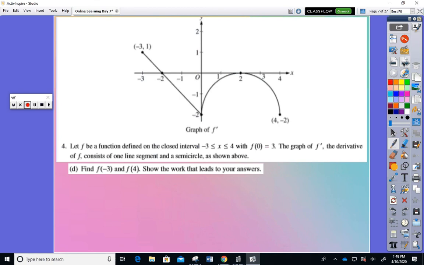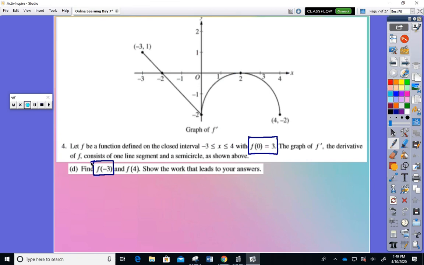So find f of negative 3 and f of 4. I might do one of these with you. We'll see how it goes. Once you understand one, the other one's similar work. Now, here's the issue. You've got f prime on a graph. We need to tune in now to this f of 0 equals 3. I want f of negative 3.